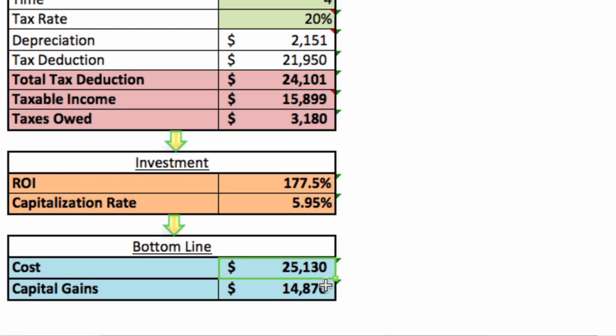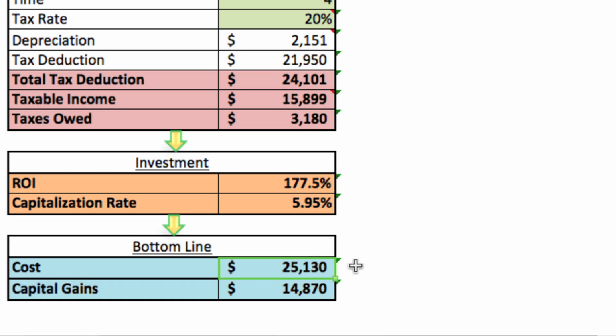We see the cost to this entire transaction is $25,130, but the capital gains is $14,870 for this case. But you can see here that the cost is $25,000, but the capital gains is almost $15,000. So you may ask, well, how can the ROI then be 177%? Wouldn't it be significantly less than that? I mean, you're not even getting what the cost you put in.